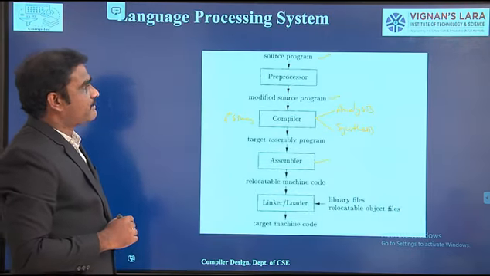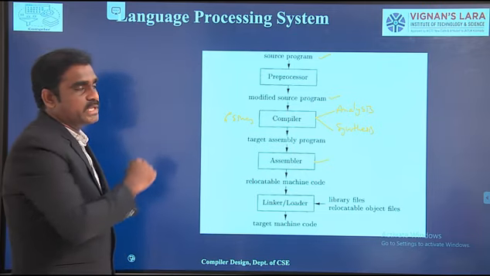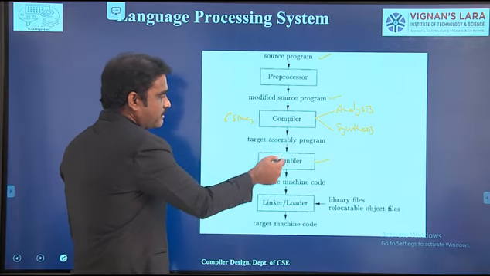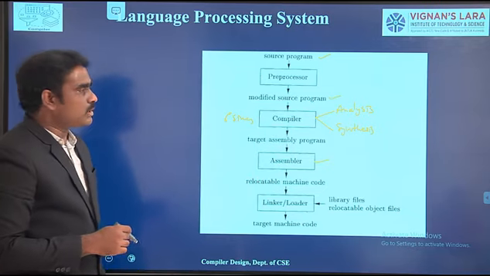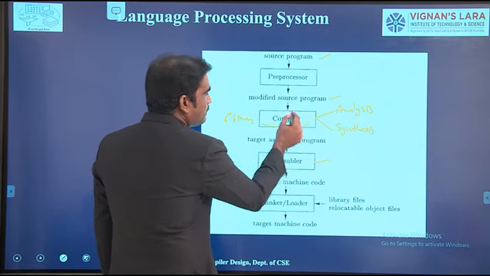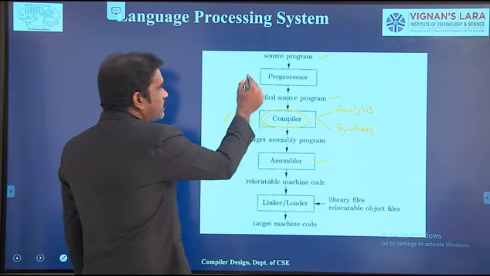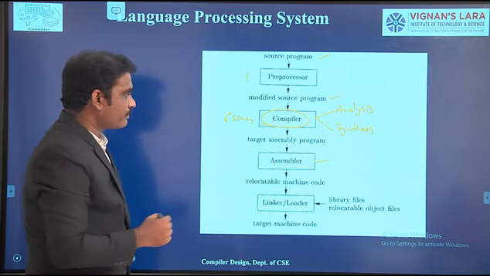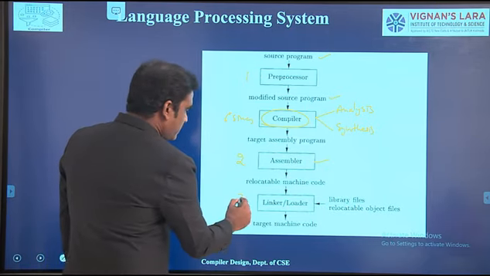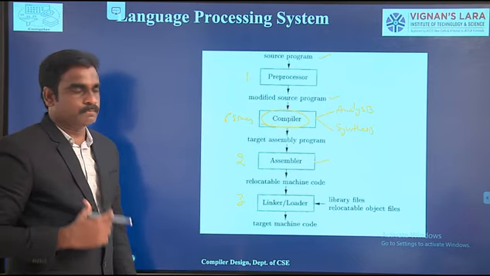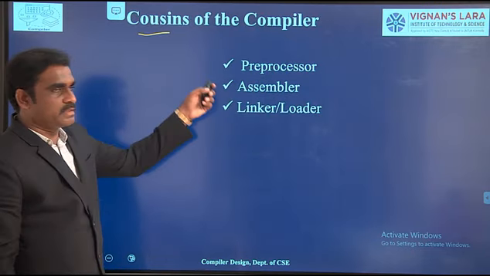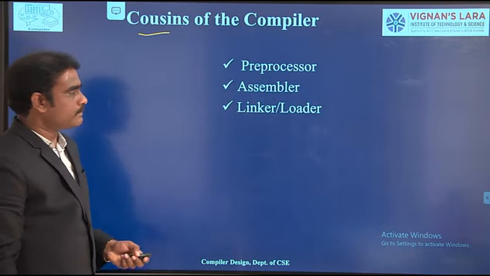So here, "Kagin software compiler" means nothing but it is related to the language processing system. I already mentioned that the language processing system means these 4 modules. Now the question is, Kagin software compiler. Kagin software compiler means this is a compiler, and the compiler Kagins are: one is the preprocessor, the second one is the assembler, and the third one is the linker and loader. These 3 are the compiler Kagins. So this is one topic.